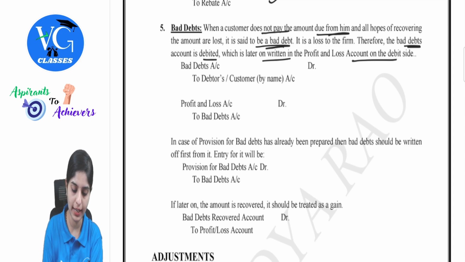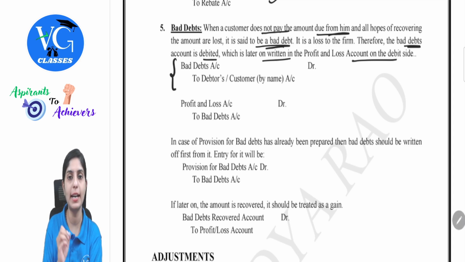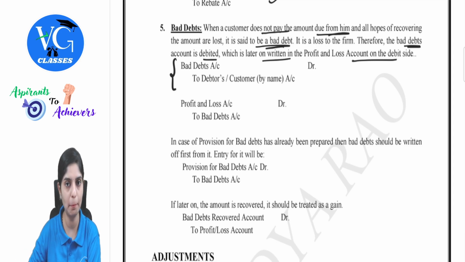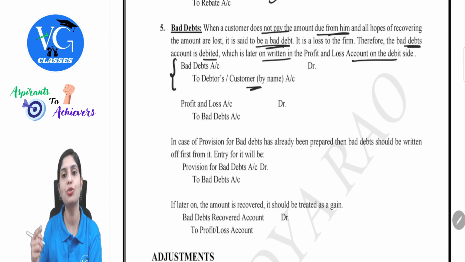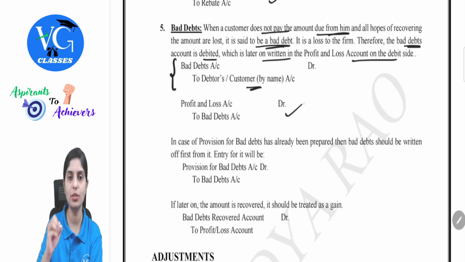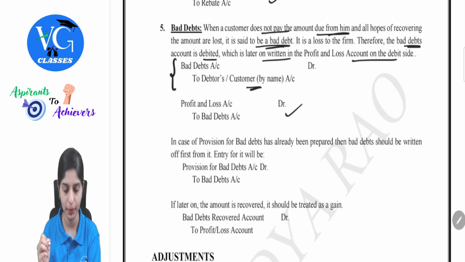So in this particular case, what will be the first entry when the bad debt happens? Bad debt is a result because there was a debtor who was supposed to pay the money to the business. So the journal entry for this will be bad debts account debit to debtors or customer account. At the end, when the account should be closed, that is to be transferred, bad debt is a loss, so this will not have any balance carried down. This will be routed through the profit and loss account. So profit and loss account debit to bad debts account.